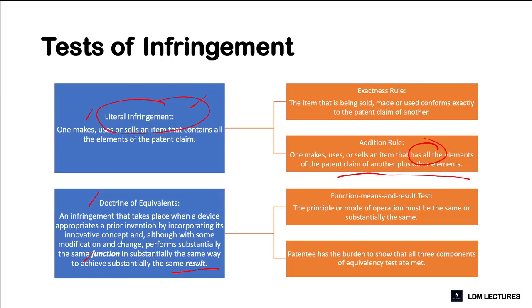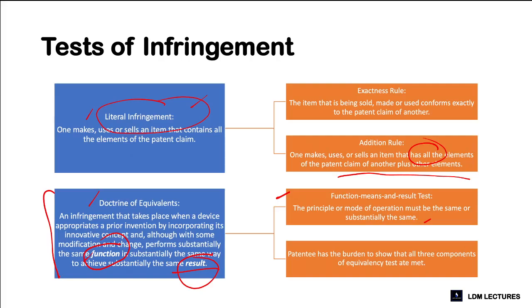Okay? So by definition ng doctrine of equivalence, makikita mo agad na ang importante is the function and the result. So apply the function, means, and result test. So this is the principle or mode of operation must be the same or substantially the same doon sa unang or doon sa previous na patentable or protected invention by a patent right.